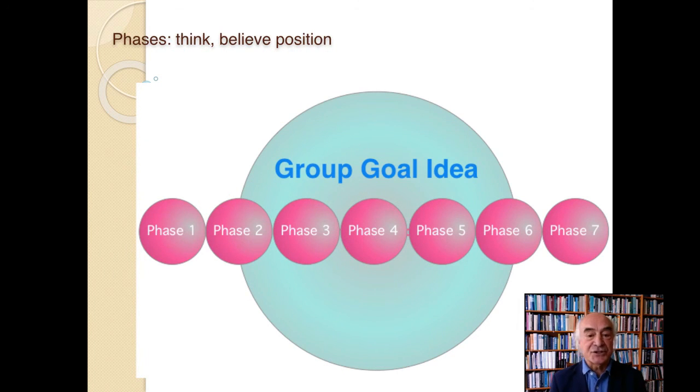This is a representation of the phases. You can see here that there's a kind of group or goal or idea that they want to belong to. And they go from left to right, going to the main position, which is phase 4, which is central, and then losing again and going out of it again.